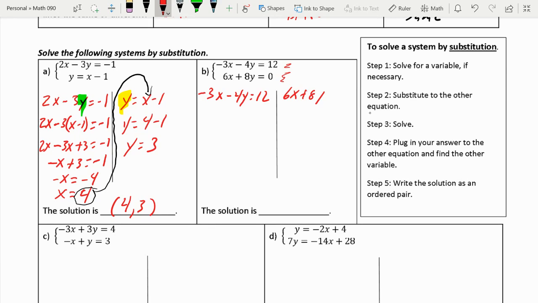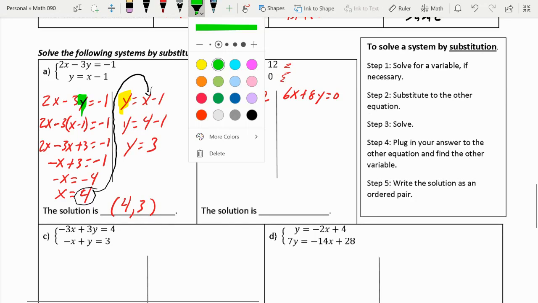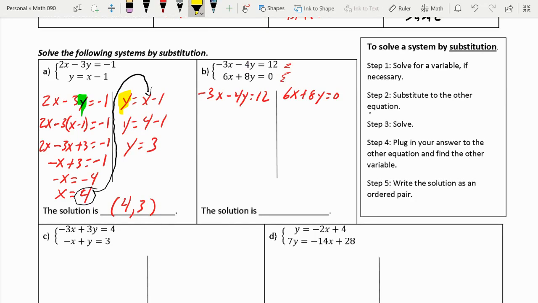6x plus 8y is equal to 0. All right. Now, if we were in class, I would have been asking, what do you want to solve for? Well, since there's nobody here to ask, I want to make the decision. I'm going to solve equation 1 for y. I want to get y by itself.